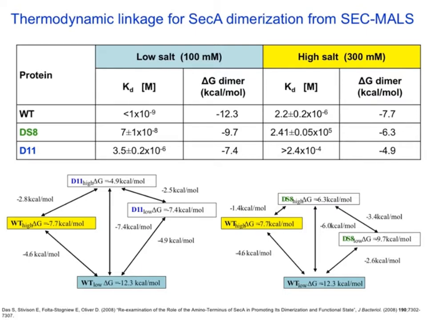Interestingly, we also measured that increasing the salt concentration from 100 millimolar to 300 millimolar salt is more destabilizing than removing 8 amino acids from the N-terminus. Removing 11 amino acids is more destabilizing than changing the buffer condition.